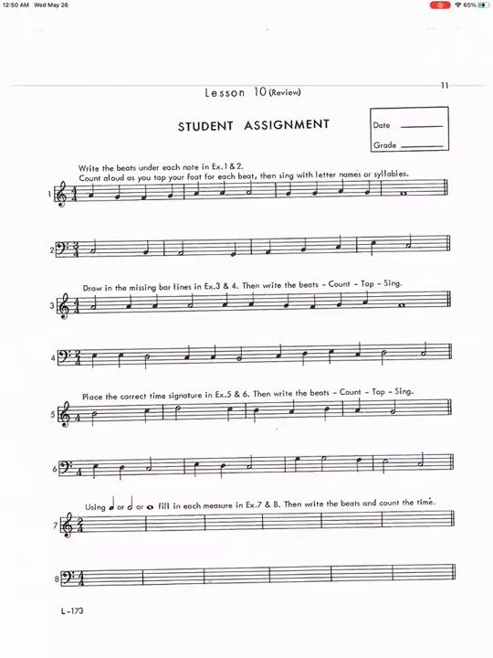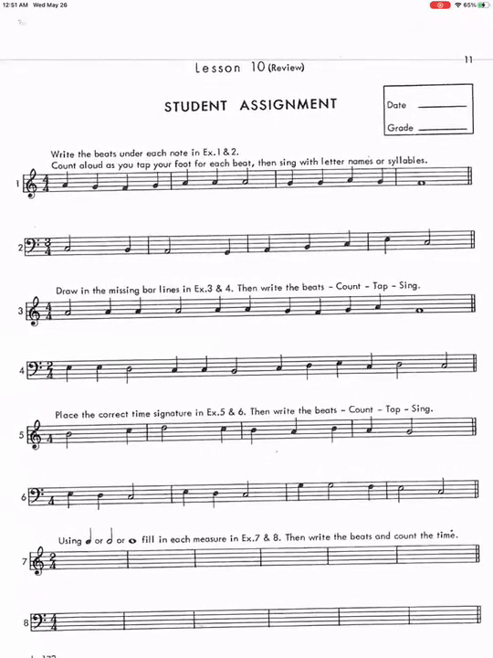Lesson 10 review. So we're going to go through this page. I hope you have written all of them before you watch this part of the video, so you can totally pause it and come back to this later after you finish this page. Number 1, write a beat under each note in examples 1 and 2. Count aloud, sing the letter names or symbols.